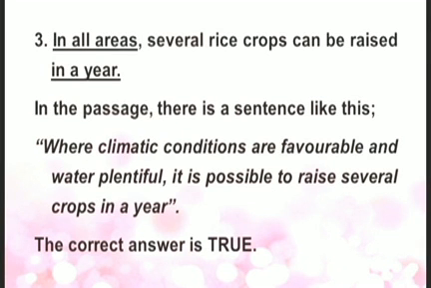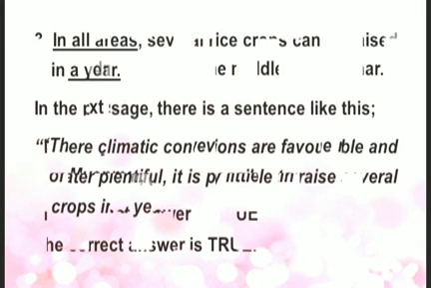Let me give you the third example. In the question, the given statement is, in all areas, several rice crops can be raised in a year. In the text, it is said that where climatic conditions are favorable and water plentiful, it is possible to raise several crops in a year. Both sentences give you the same information. That is why the given statement is true.